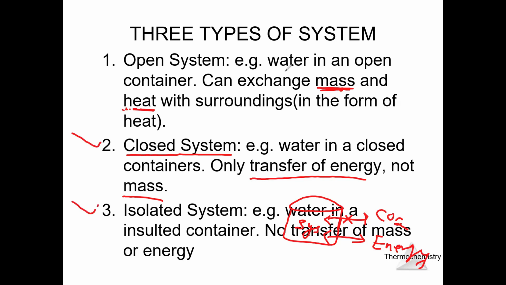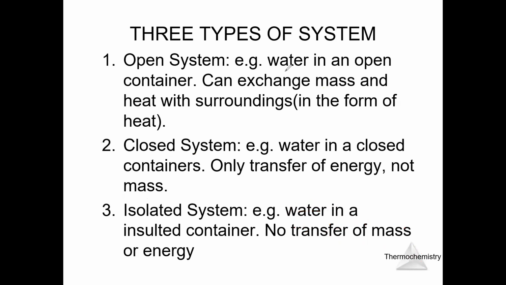Then the last one is an isolated system. So what is an isolated system? An isolated system is a system where there is no mass transfer and no energy transfer. It means that nothing is getting in or out, nothing is exchanged between the system and the surrounding. That type of system is considered an isolated system.